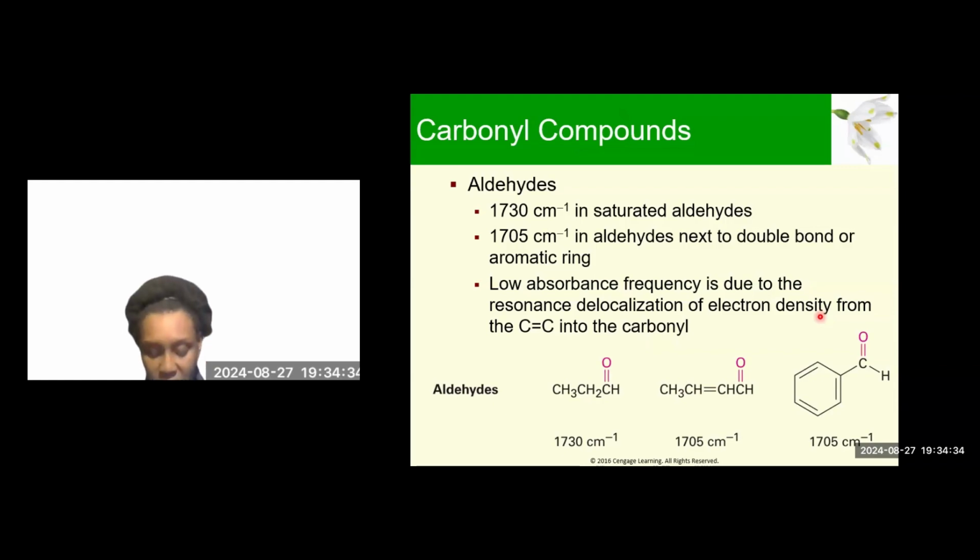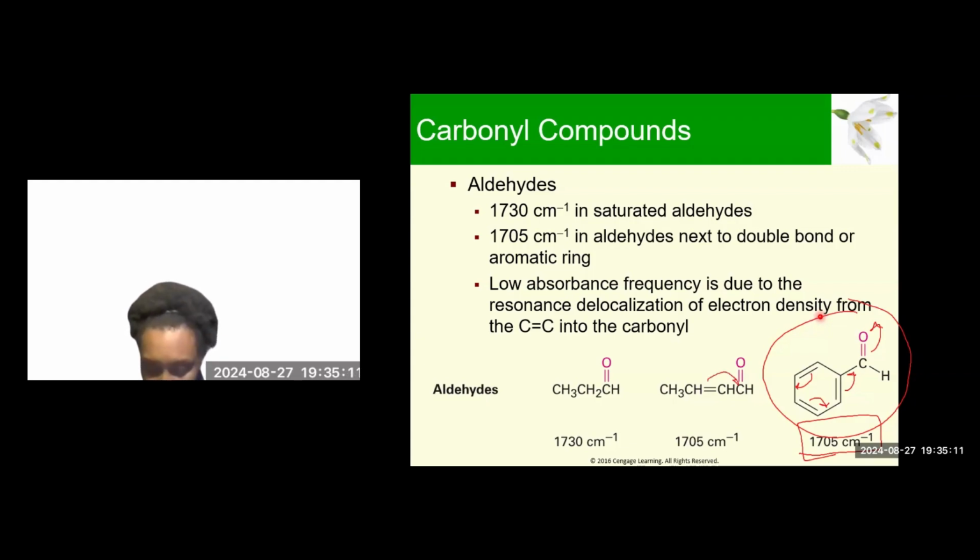All right, so let's talk about the spectroscopy of an aldehyde. So aldehydes are around 1730 when they're saturated. And then when aldehydes are next to a double bond or an aromatic ring, such as you have here, you'll notice that the range absorbs at a lower frequency, and that's because of the resonance that can take place. So if we see resonance here, it can pop up, kicking those electrons up here. And so because of that, you'll see a lower frequency because those bonds are not as strong.